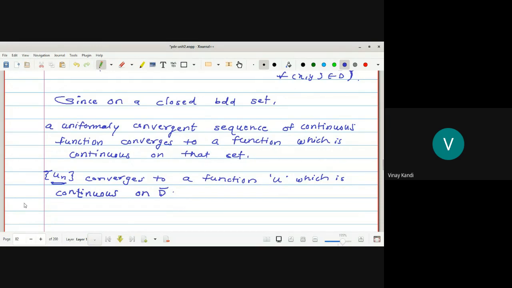Okay, so in order to show that, we have to show that U is harmonic on D. So the only thing that remains is that we have to show that U, the function U of x, y, that is the limit function of Un, is harmonic on D.